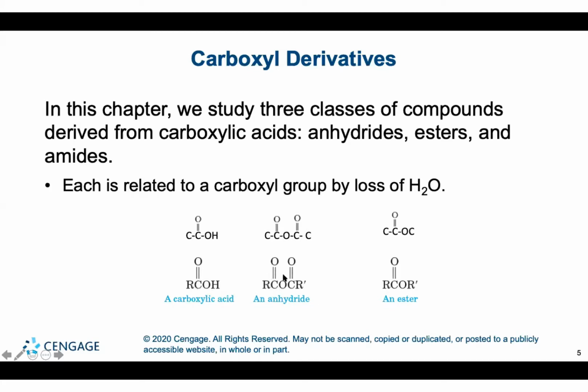This part is preserved, but the hydrogen of the carboxylic acid is replaced by another carbonyl group and another carbon. That's the basic form of it. See, we have this, the same carbonyl and the oxygen next to it. Then on the right side, we have another carbonyl and carbon. This is going to be an anhydride.